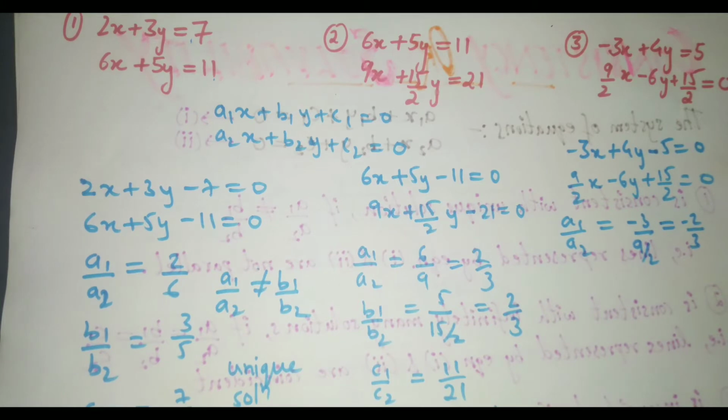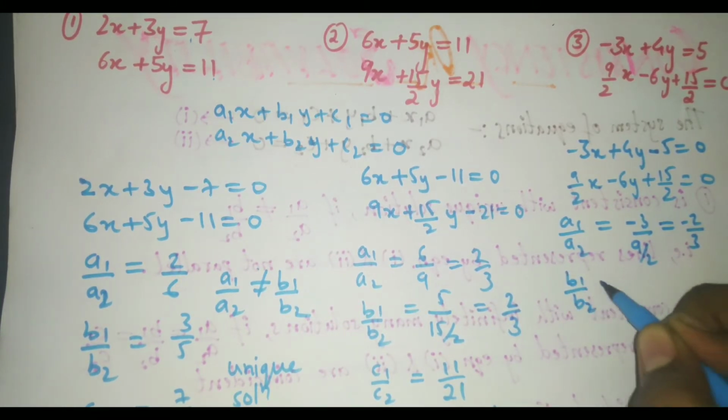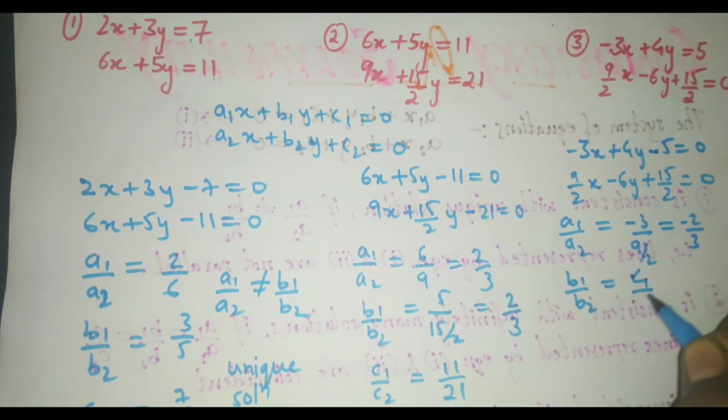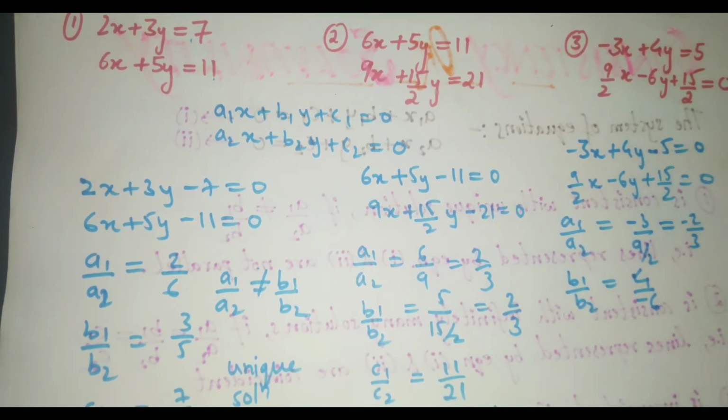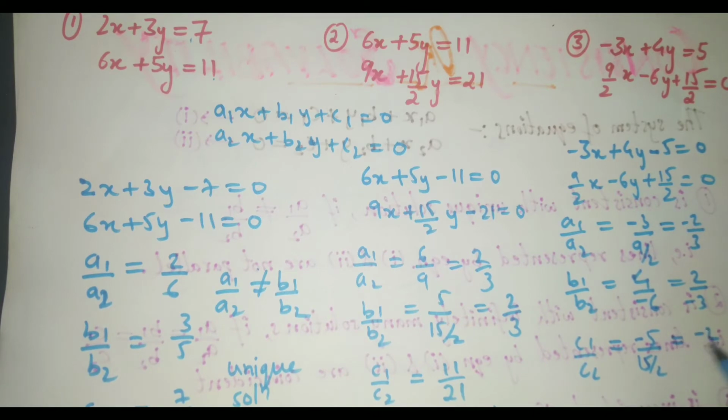Fine, you have to solve this. Now b1 by b2 is nothing but what, b1 by b2 will become 4 by minus 6, right, 4 by minus 6. Now we can simplify it, we can write it as 2 by minus 3, right, or we can write minus 2 by 3 also, same thing. Now c1 by c2 you can do, c1 by c2 will be minus 5 by 15 by 2, fine, so that will be minus 2 by 3.